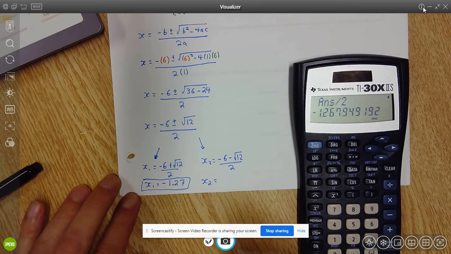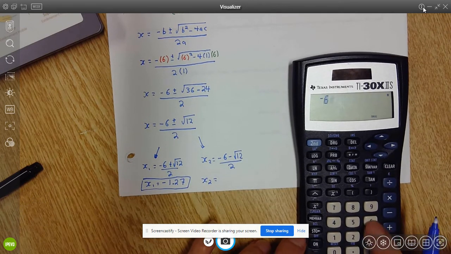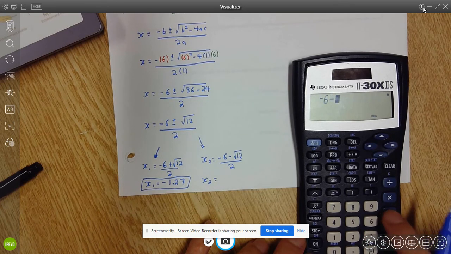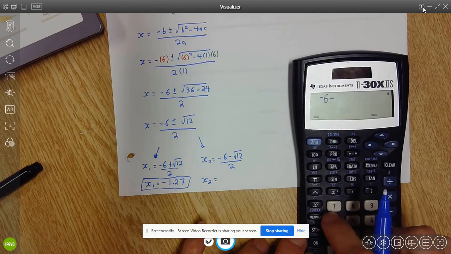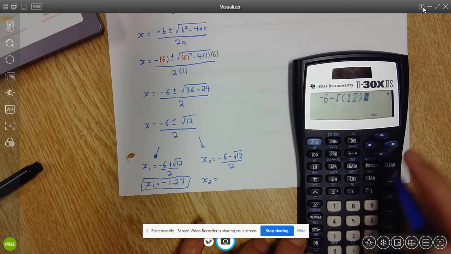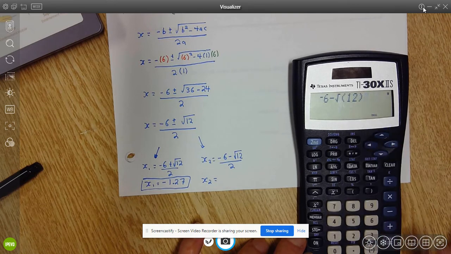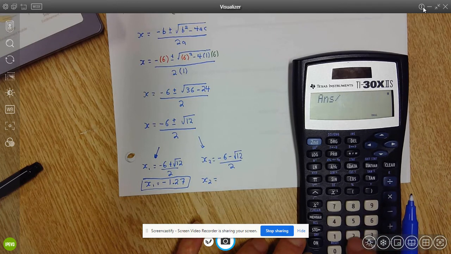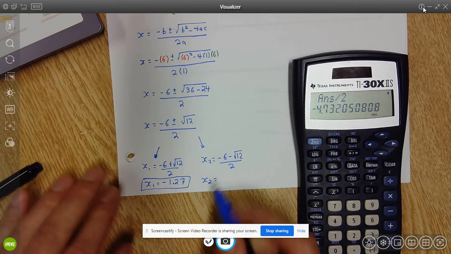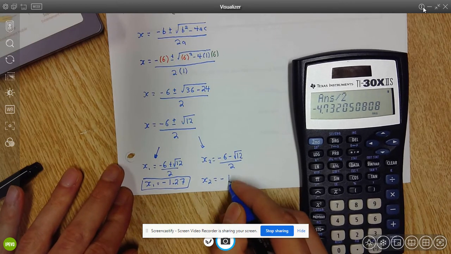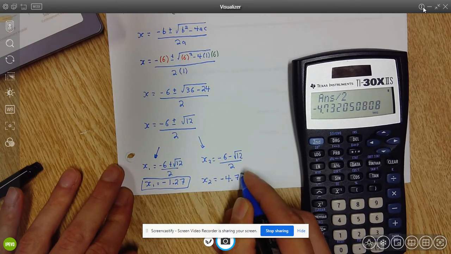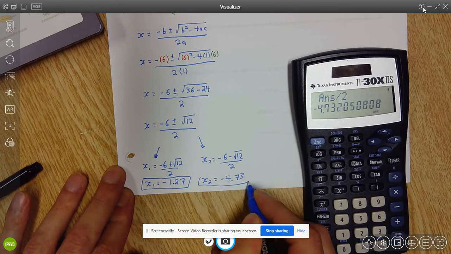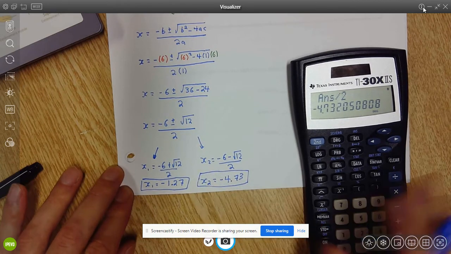And x2, this time I'm going to use the subtraction. So negative 6 take away the square root of 12. And you will need a calculator for this, because again, the square root of 12 is not a simple number, a rational number. I'm going to divide again by 2. And I have negative 4.73. So just like when I factored, I have 2 possible answers.